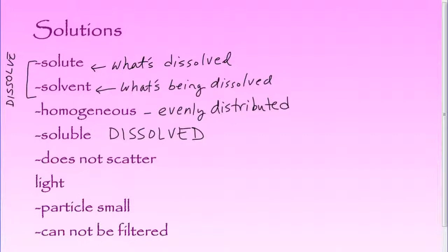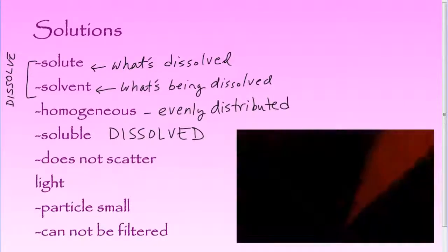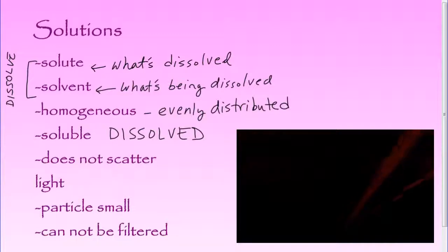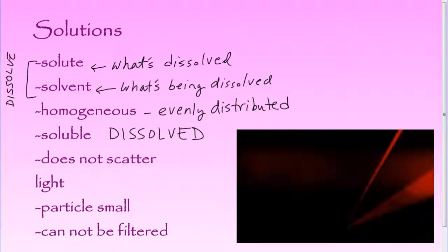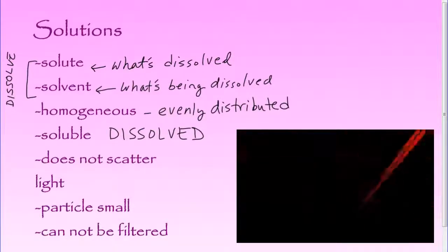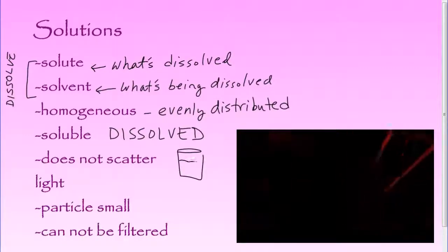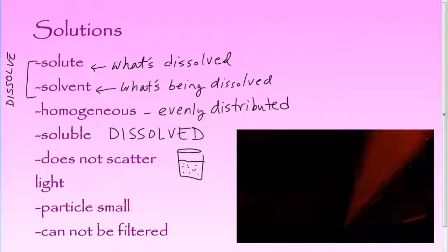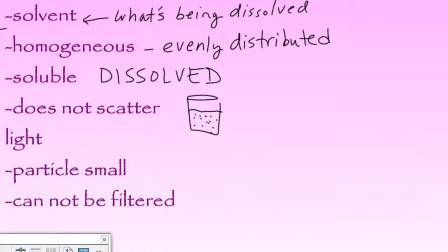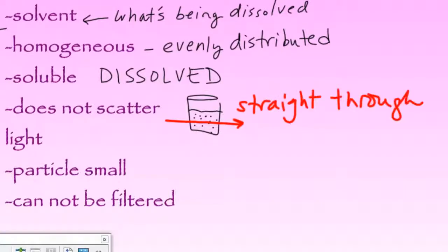It does not scatter light. If I took a laser and I shined it through any kind of sample that I had, it will not scatter that light. If I have my sample and I shine that beam of light, it's going to go straight through. It won't get scattered. It'll go straight through because the particles are small.